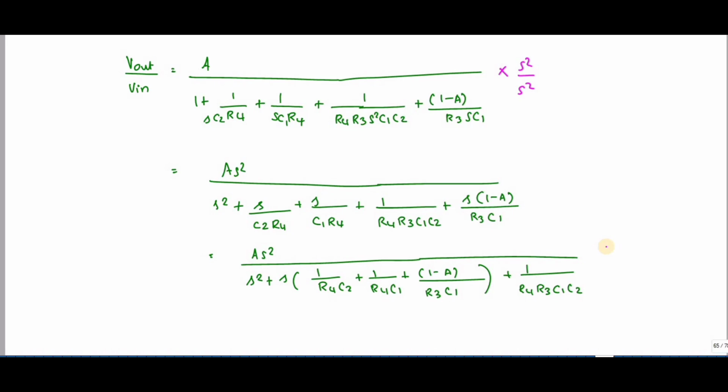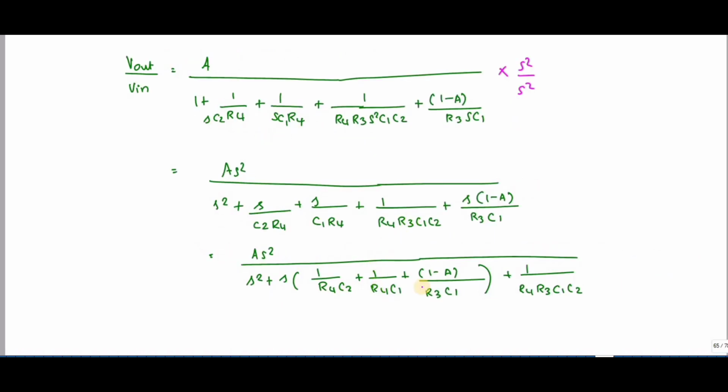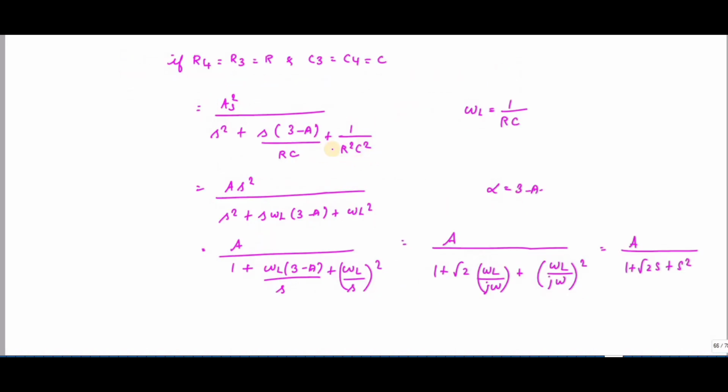So in this I am going to substitute R4 and R3 equal to R and C1 and C2 equal to C. If I do it, I will take this whole term as 3 minus A divided by RC. Okay, that is what I have written here. Here I can write it as R square C square.